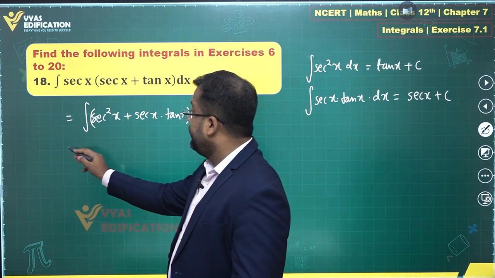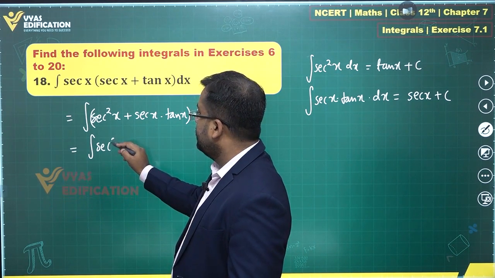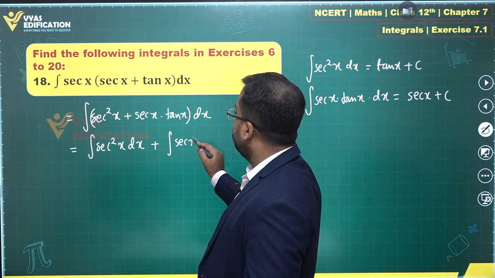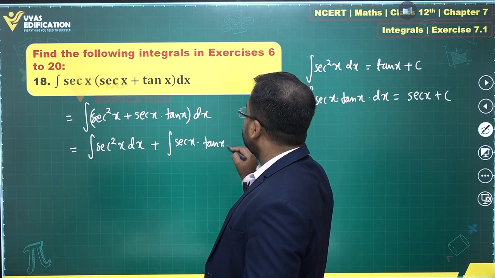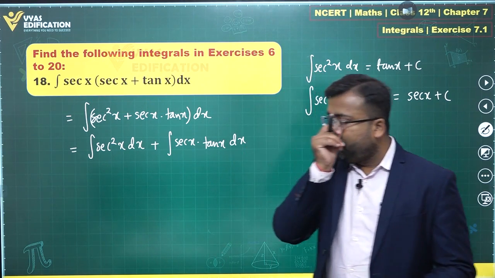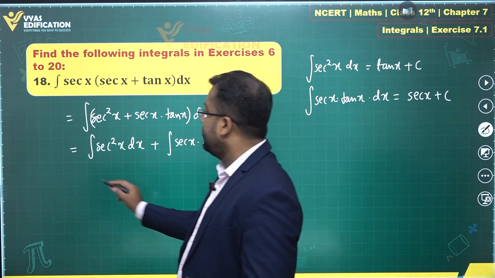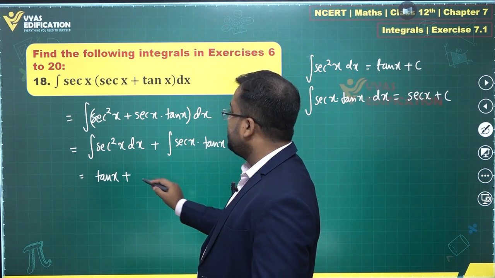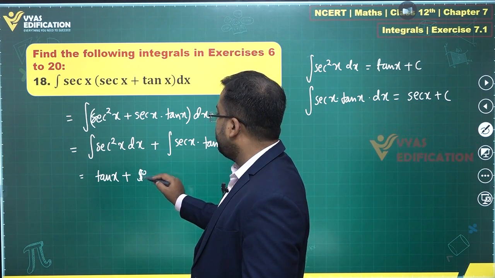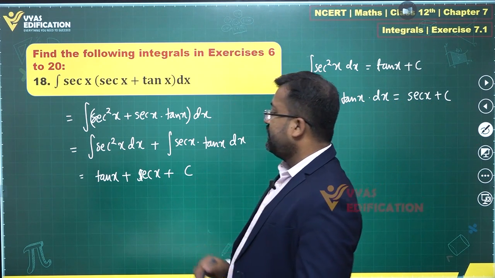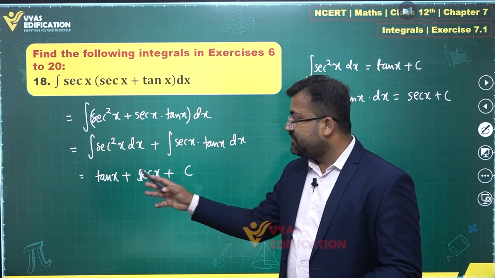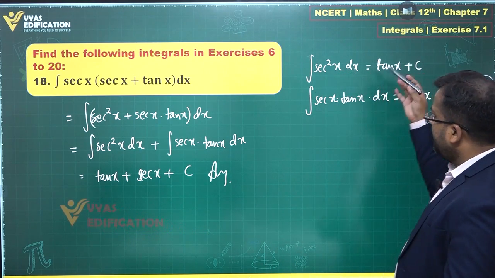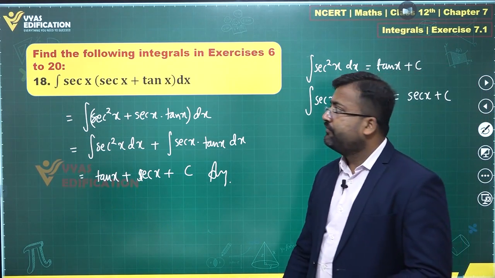Now, these can be separated into two different integrals: the integral of sec^2 x dx plus the integral of sec x times tan x dx. What is the integral of sec^2 x? This is tan x. What is the integral of sec x tan x? That is sec x, plus a constant of integration. So the final answer is tan x plus sec x plus c. That's the answer for this particular question. These are the results that we have used.